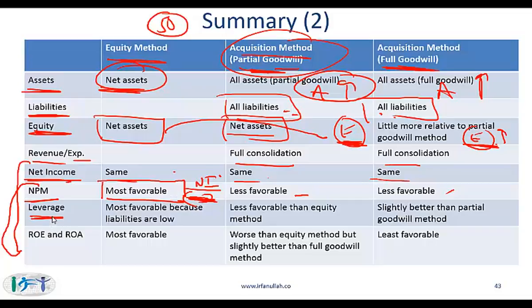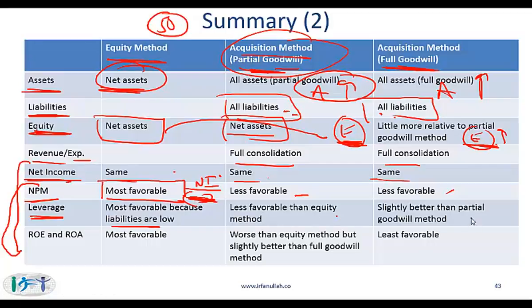What about leverage ratios? As you know, leverage ratios become better, or more favorable, with lower levels of debt, and worse with higher levels of debt. With the equity method, you are not bringing over any debt. So here you have the most favorable ratios.